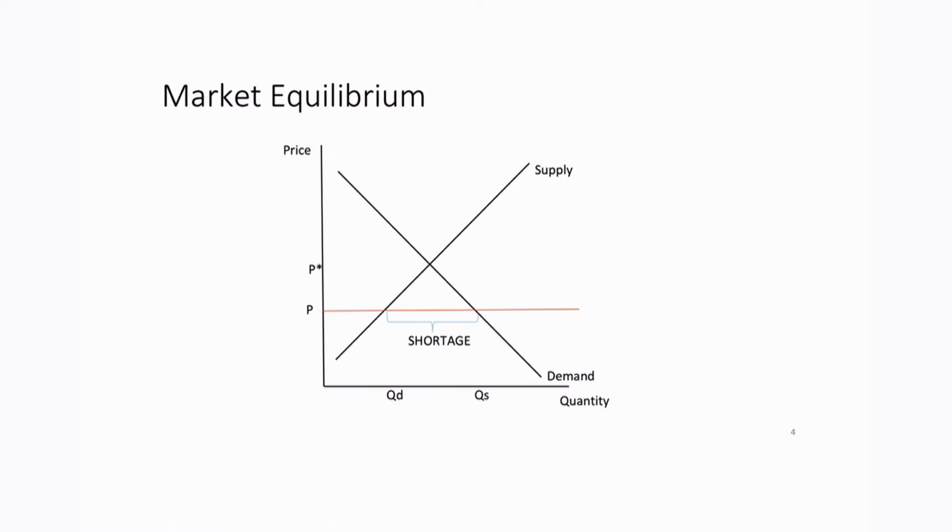On the other hand, if we're faced with a situation where the price is below the equilibrium price, here is our demand, we'll call this D prime, and our quantity demanded, and here is our supply, S prime, and our quantity supplied. At this point, we see that our demand is greater than our supply, and we end up with a shortage in the market.